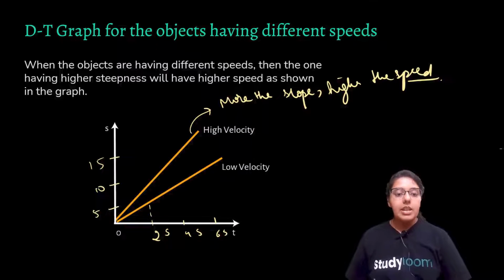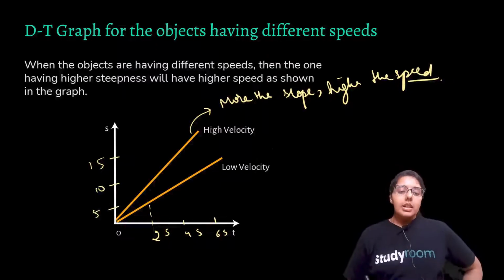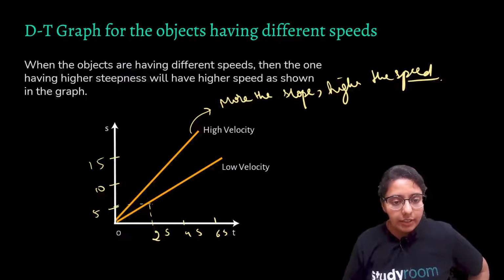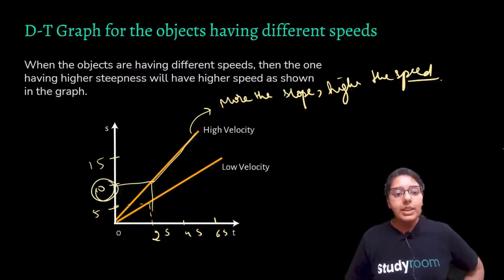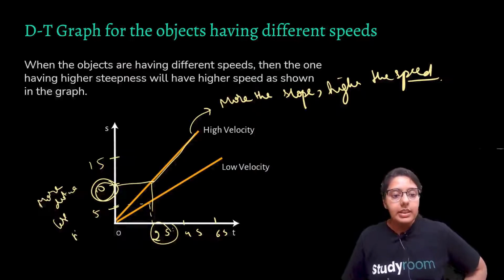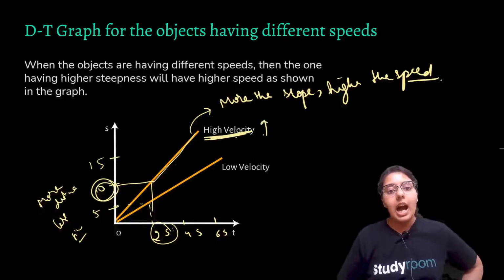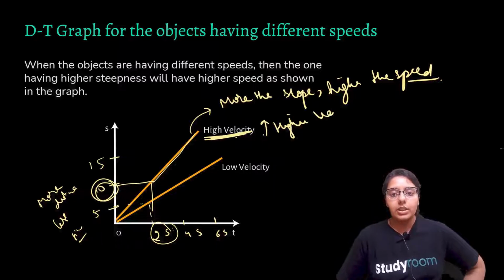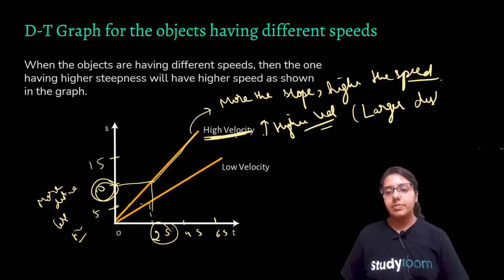15, okay? So for this, if we talk about this slope, in 2 seconds, suppose it is covering 5 meters and in 2 seconds it is covering 10 meters. So this one is covering more distance in less time. What does that mean? It is only possible if its speed is high, right? If it has higher speed, higher velocity, then only it will cover larger distance in shorter time, right?